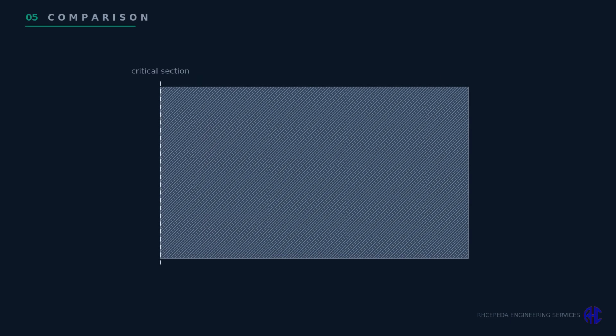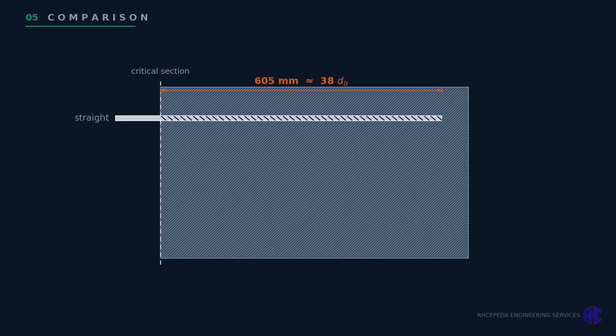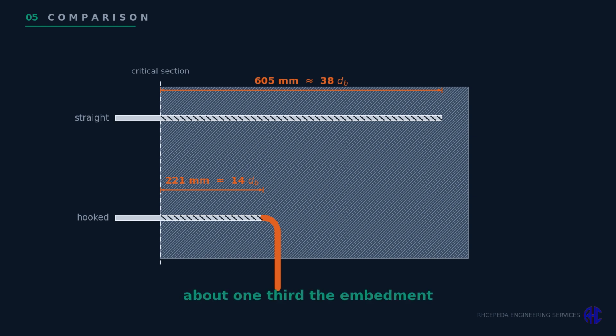Run our same 16 mm bar, LDH comes to about 221 mm, 14 diameters, against 38 for the straight bar. The hook anchors in roughly a third of the embedment. That's why hooks live at the ends of beams, in joints, and anywhere concrete runs out before bond does.